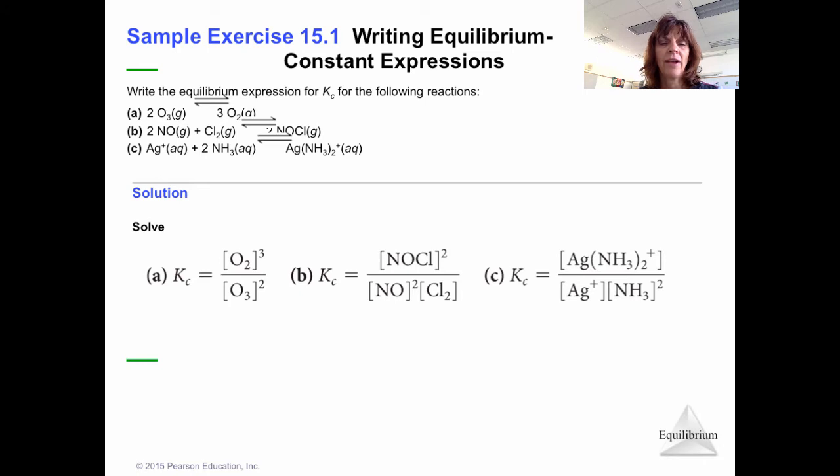So for A, you've got oxygen cubed divided by ozone squared. B is NOCl squared over NO squared and Cl2. And C is the silver diammine ion concentration over silver ion and ammonia squared.